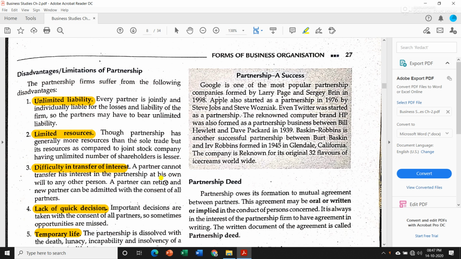Now there is one success story of Google. It was a partnership firm. Okay, now you can read this.